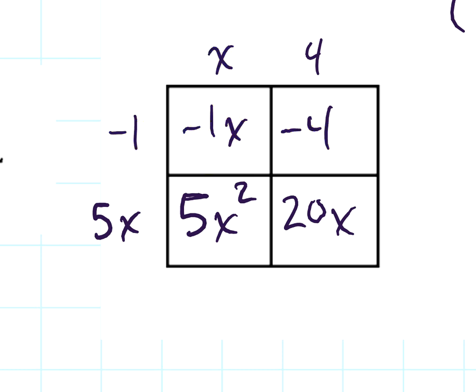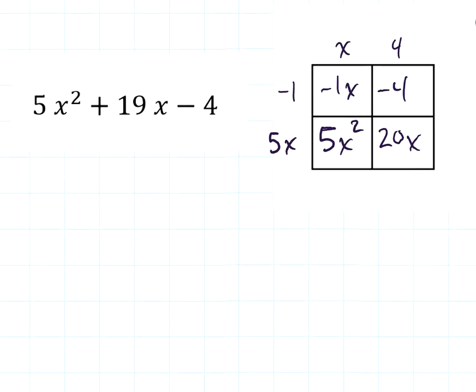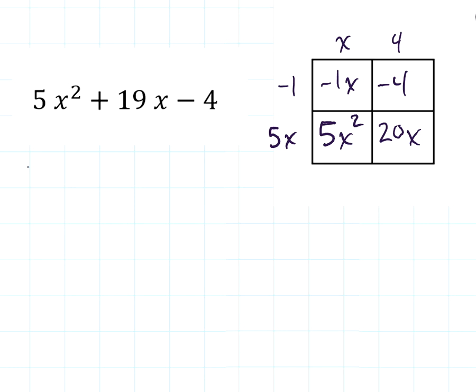So my answer, the factored form of this particular quadratic, would be 5x minus 1 times the quantity x plus 4.